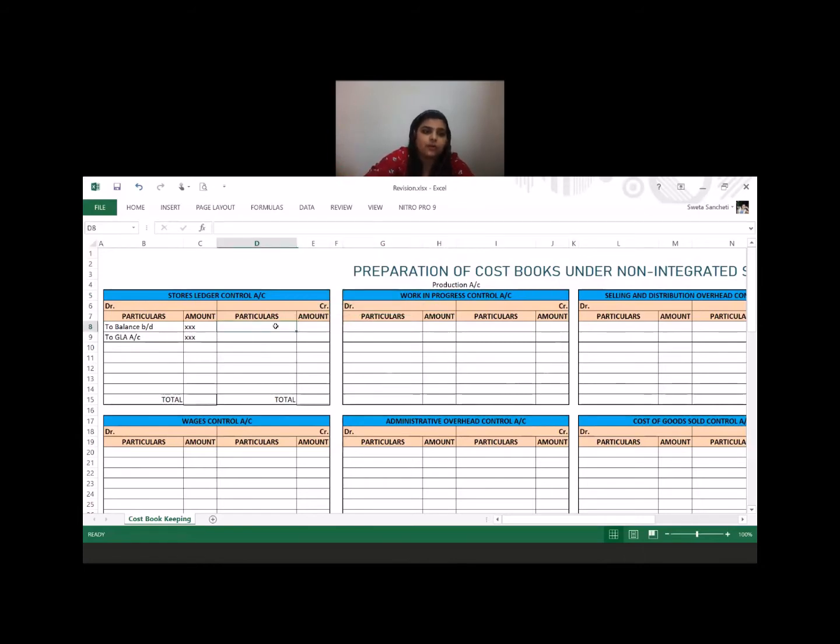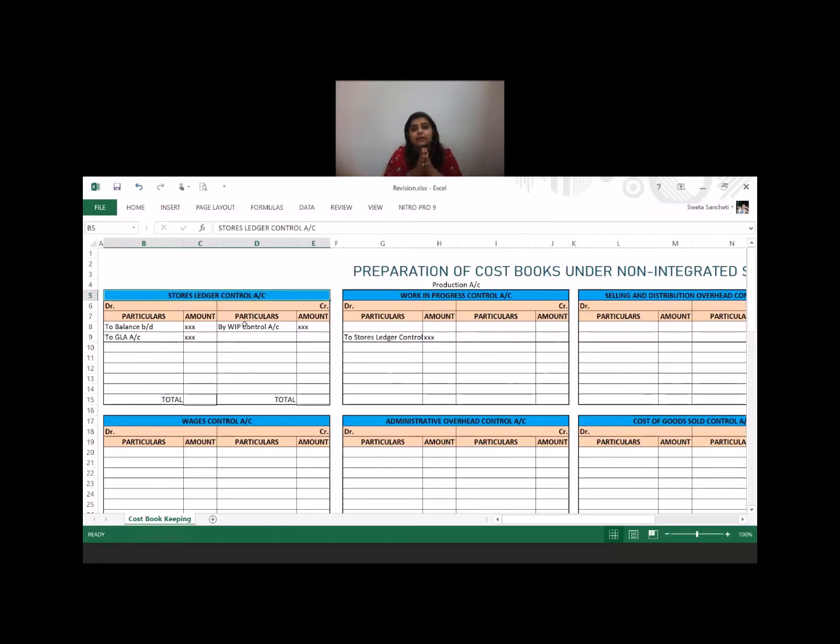So when I'm shifting, obviously I will credit it. So by work in progress control account, all my direct material whichever is required is shifted here. Now there, as I told you, stores is not only keeping the direct material but also keeping indirect material. So since it is also keeping indirect material, I have to shift the indirect material also.